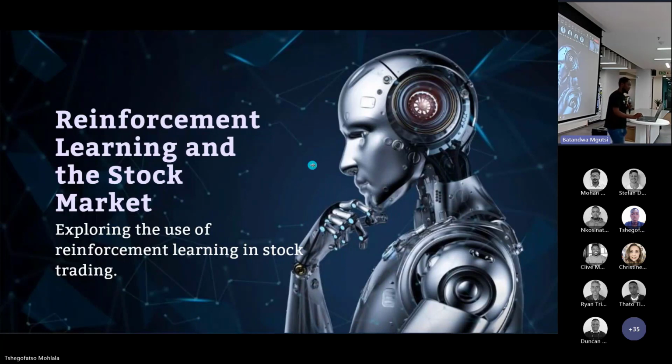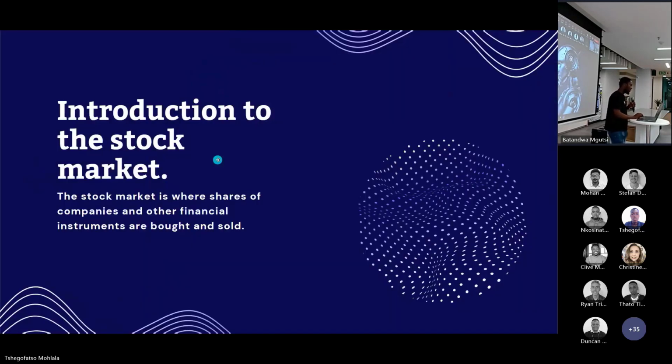So I'll just be talking about applying reinforcement learning to stock trading. A little introduction to the stock market: it's a place where shares of companies and other financial instruments are bought and sold. So you've got three actions. You can either buy shares, sell shares, or decide to hold.